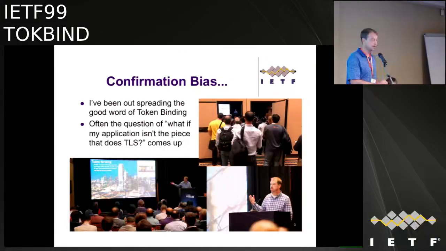I've been out spreading the good word of token binding to all the people that will listen to my preaching. I would say the most common question I get from people is, okay, that sounds really cool, but what happens if my application isn't the thing that's terminating TLS? How is this going to work? People who are aware of it are concerned about it, and they're looking for a solution in the possibility that they actually want to deploy token binding. They see this as a hurdle to adoption.